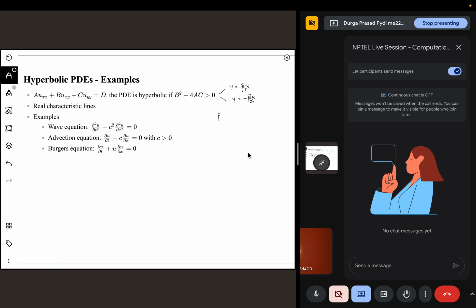Where beta 1 is plus or beta 2 is minus, accordingly you can take these values. So for a given second order PDE, if we have two different characteristic lines, then we would call that hyperbolic. In hyperbolic equations, these characteristic lines are the lines along which information propagates.